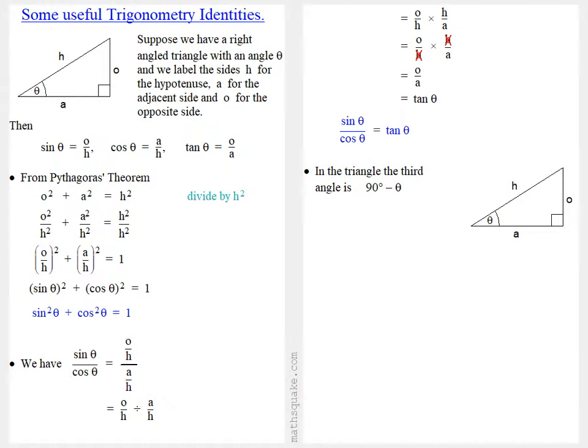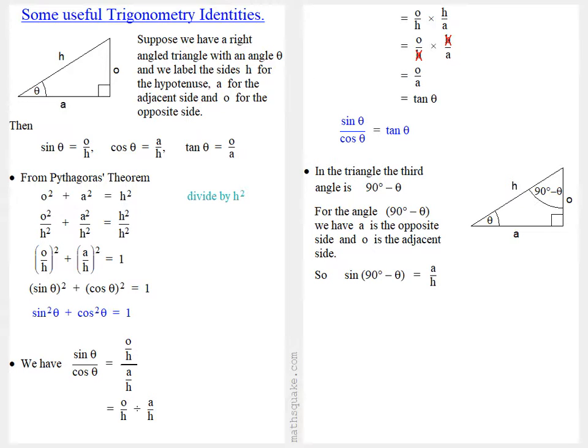Now if we look at the triangle again, the third angle in the triangle is 90 minus theta, because the angles add up to 180. And for the angle 90 minus theta, we have A is now the opposite side, and O is the adjacent side. So, the sine of 90 minus theta is A over H, which is the cosine of theta. The cosine of 90 minus theta is O over H, which is the sine of theta.